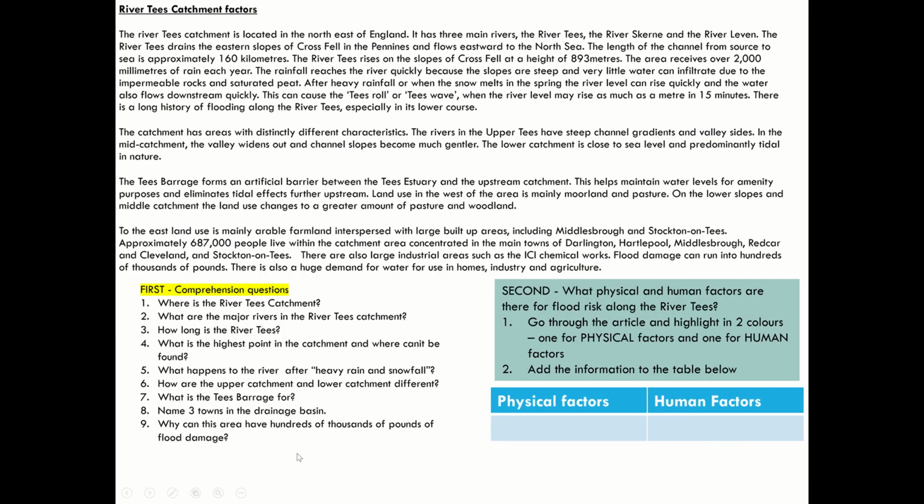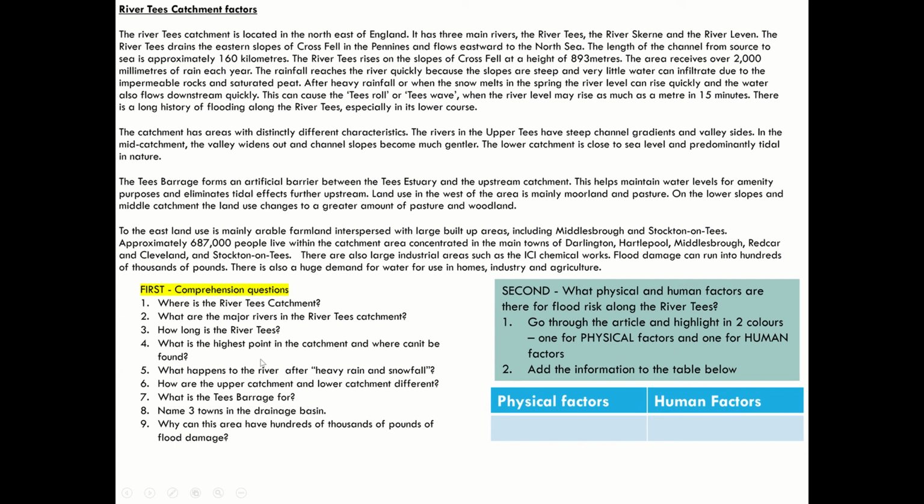And then the second part of the lesson is to look at these catchment factors. So you'll need to read through this text. Okay, there are 9 very simple comprehension questions. So some of them require just a few word answers, some of them may be a little bit longer, maybe a sentence. A few of them might need a little bit more expansion, like why does this area have hundreds of thousands of pounds worth of flood damage? You'll need a bit more explanation there.